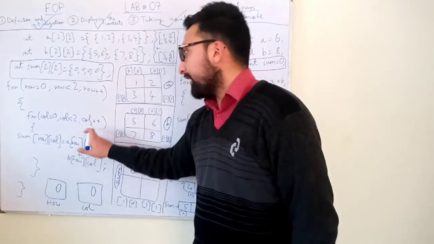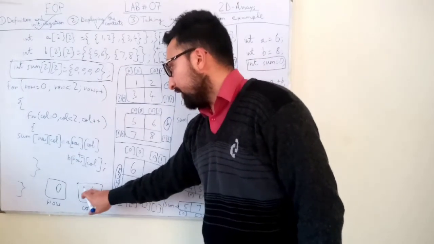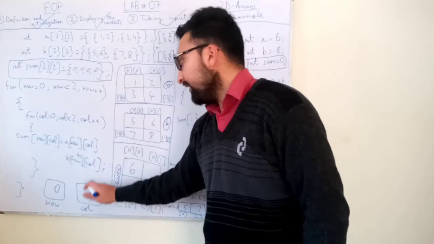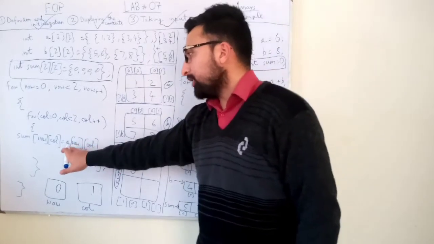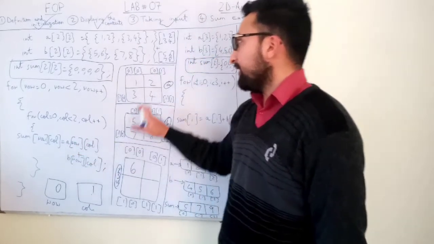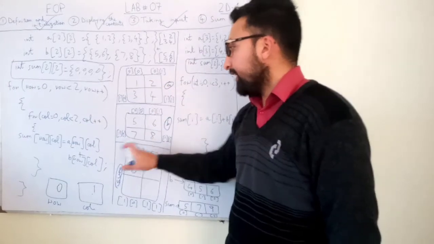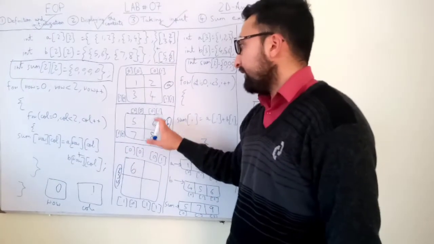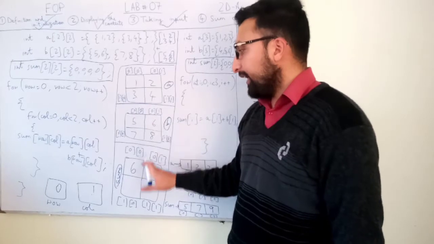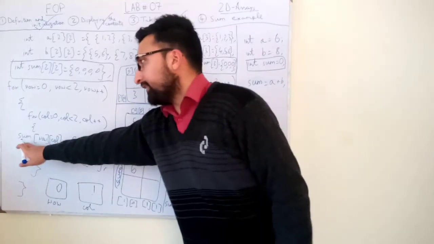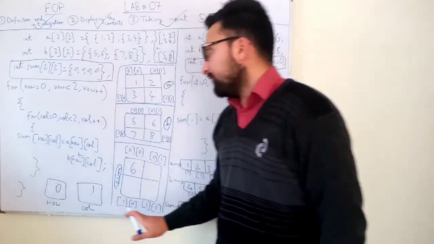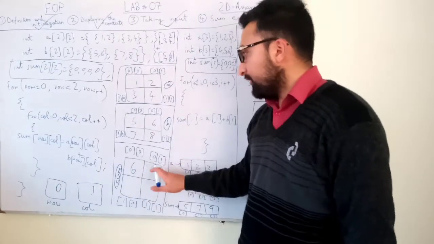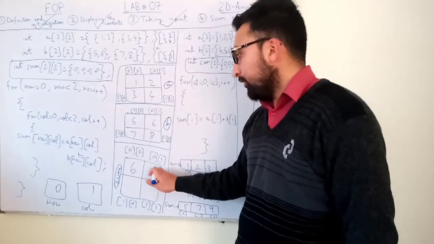Next, it will go back, column will become plus plus, column will now become 1, row is still 0, A of 0, 1, i.e. this element will get added to B of 0, 1, i.e. this element, both will get added together and will be stored at sum of 0, 1. Sum of 0, 1 will contain the data 8 now.